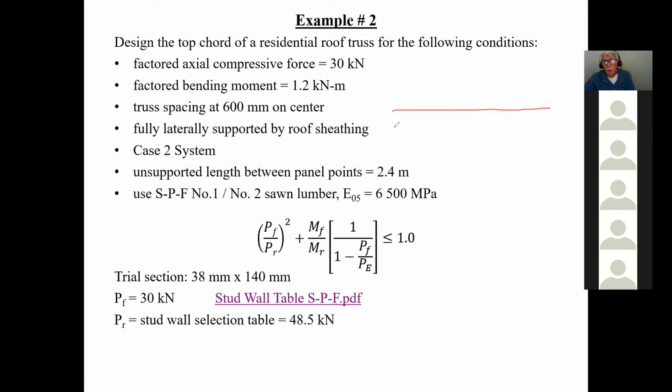Here's my top chord, right? Here's my top chord, and it is subjected to a bending moment, MF, right? And I want to know what the MR value is for this member.